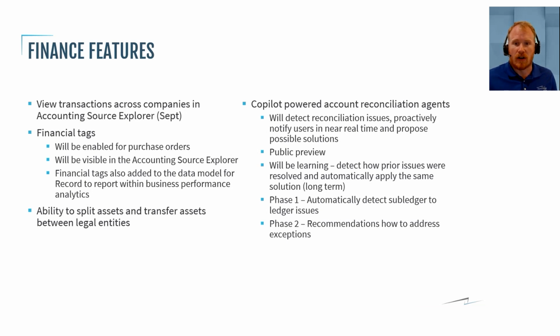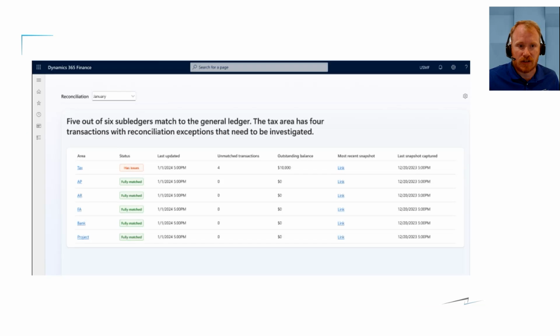And over time, it could automatically apply solutions without having to have your intervention. But for now, in phase one, they're just introducing the functionality that will detect issues. So here's a screenshot of what the bank rec agent page might look like. There's a Copilot-powered natural language explanation of where each of these subledgers sits in terms of account reconciliation. And we can see here that the tax has a reconciliation error and the others are all fine.